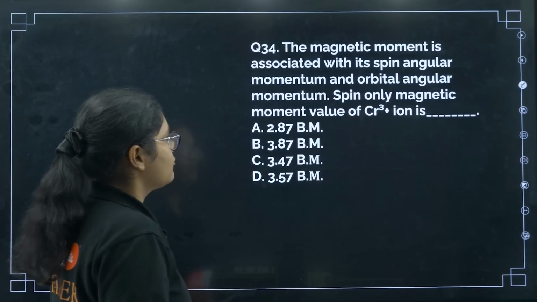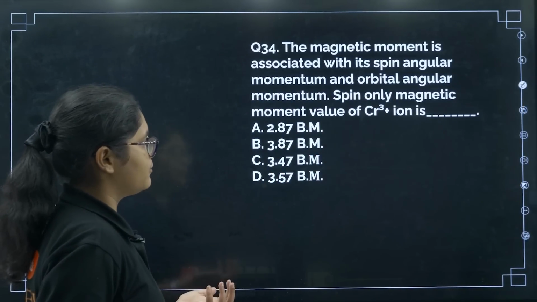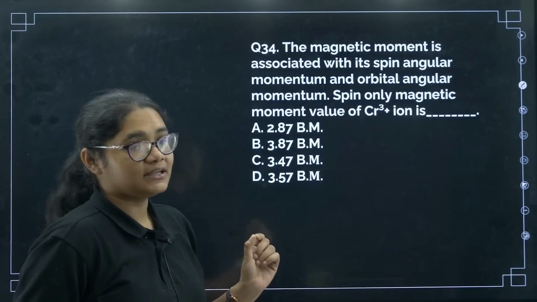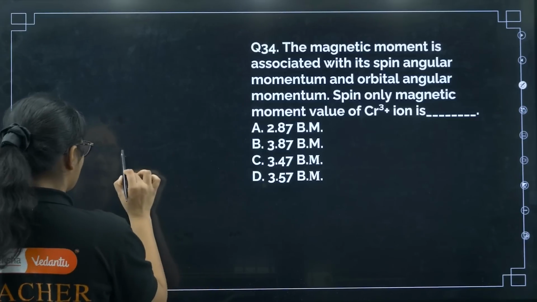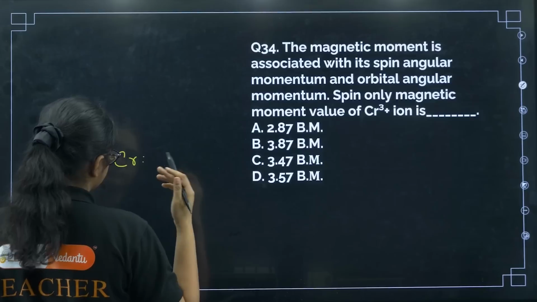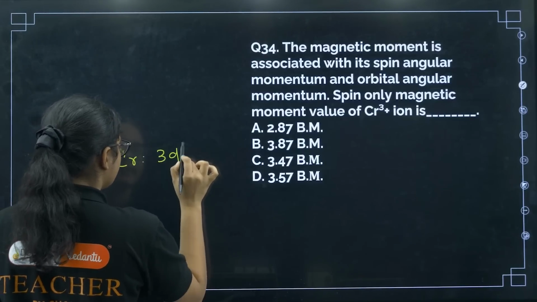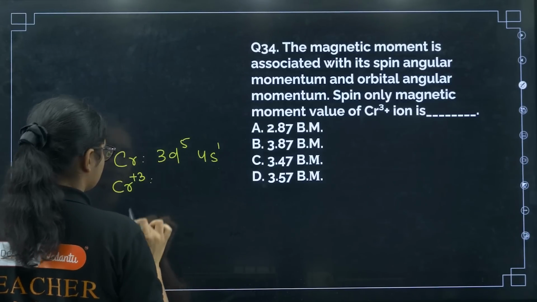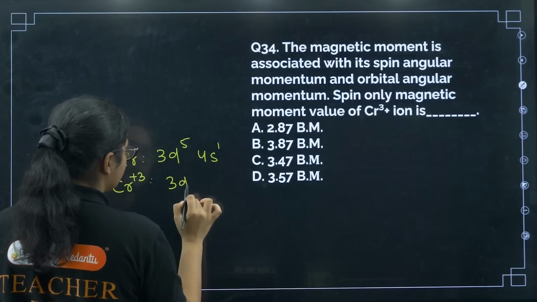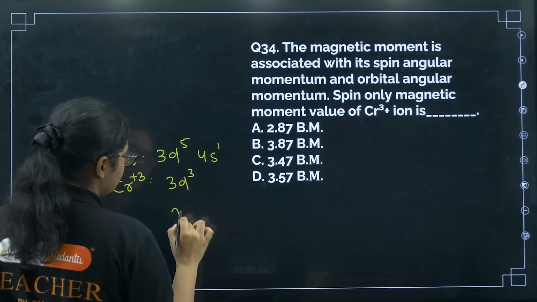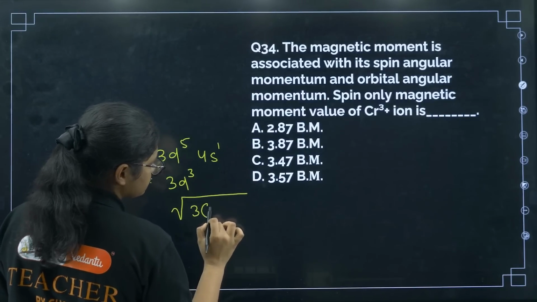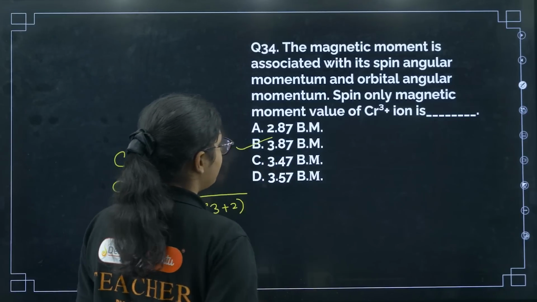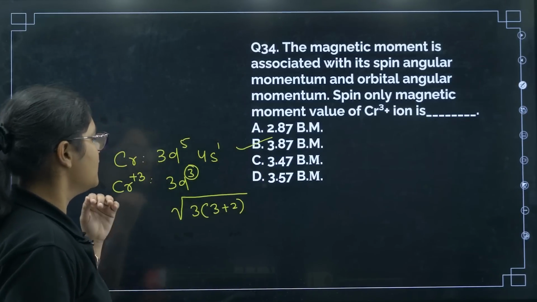Next, we have: the magnetic moment is associated with its spin angular momentum and orbital angular momentum. The spin only magnetic moment of Cr3+ is... So we have chromium here. Chromium is 3d5 4s1, and chromium 3+ will be giving me 3d3. So 3d3 means we have root over 3 into 3 plus 2. So if you remember, for 3 unpaired electrons, it is 3.87. So the correct answer is option number B here.